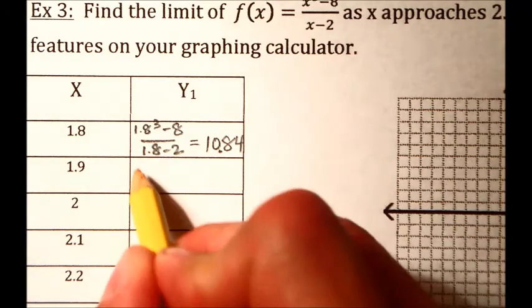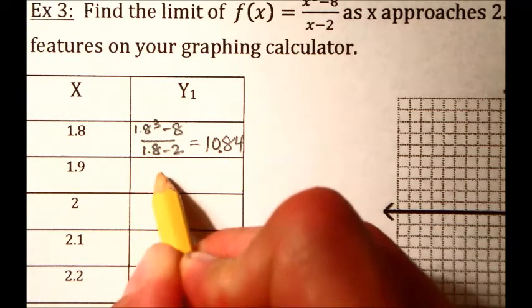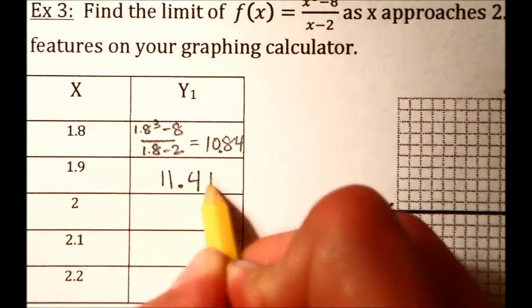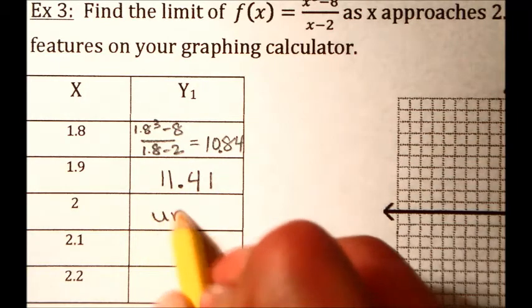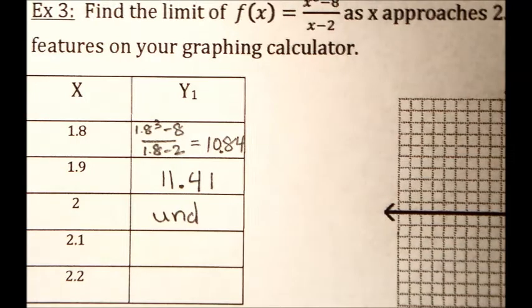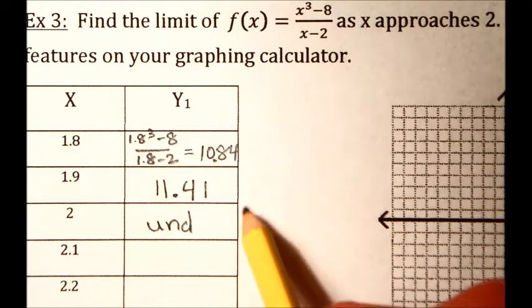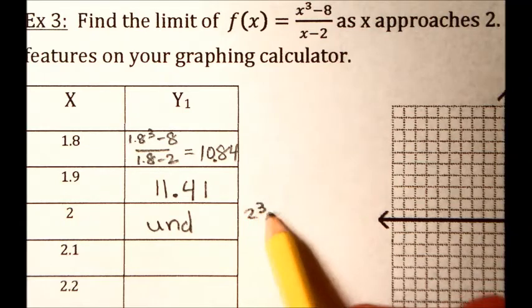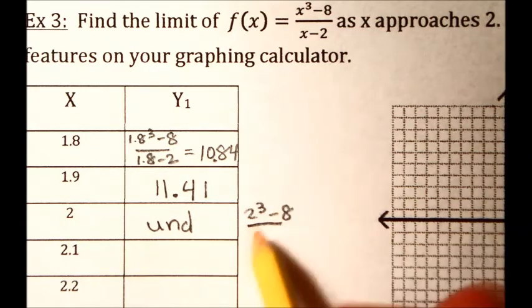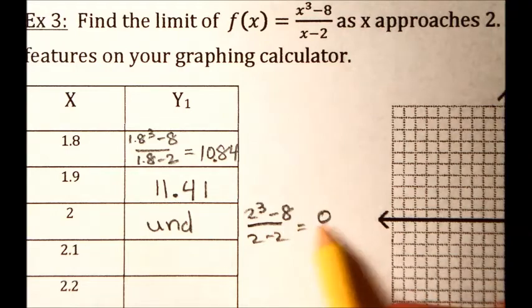Plugging in 1.9 and doing the same thing, I got 11.41. Plugging in exactly 2 was a problem. I wasn't able to get a value there because on the bottom I was doing 2 minus 2. When I plugged in 2, I got 2 cubed minus 8 on the top and 2 minus 2 on the bottom, so that would be 0 over 0. But that is not 1, and it is not 0, it is just as undefined as anything else divided by 0. So please write undefined there.